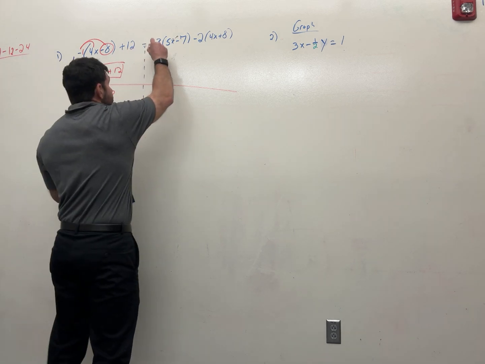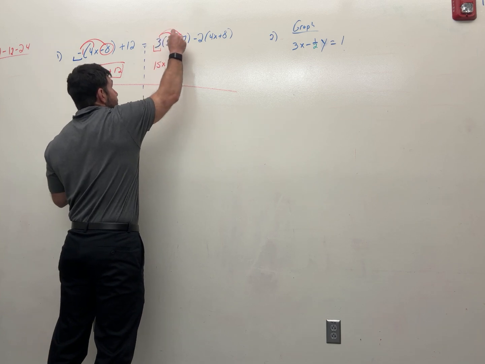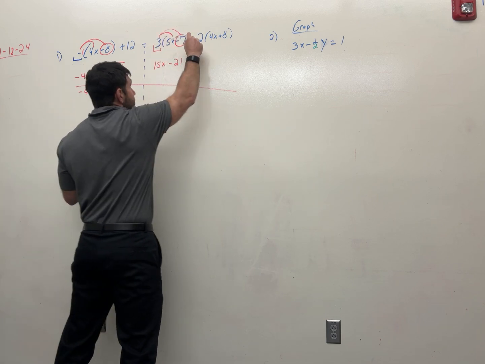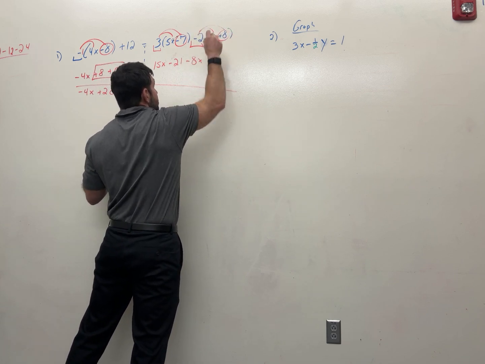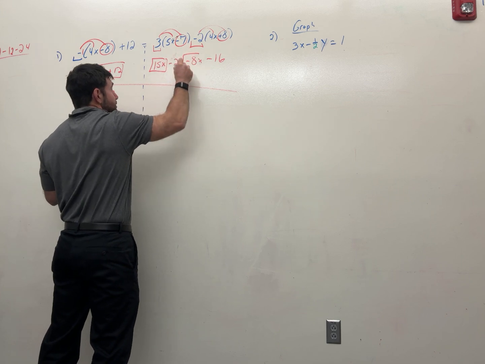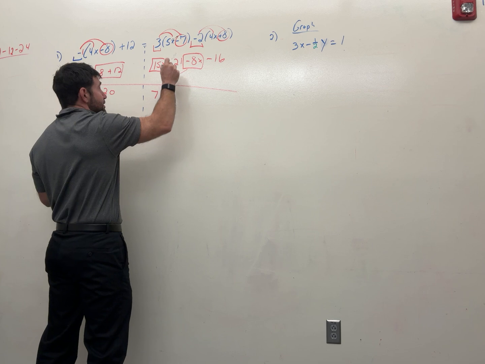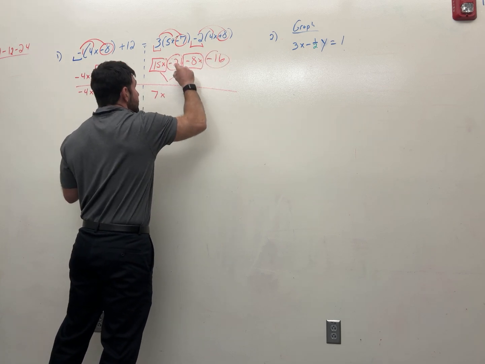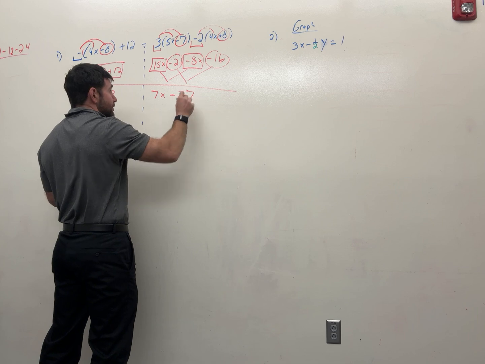Over here, distributing. 3 to the 5x is 15x. 3 to the -7 is -21. -2 to the 4x is -8x. -2 to the +8 is -16. Combine like terms. I'm going to box these. 15 minus 8 is 7x. Circle, circle. -21 minus 16 is -37.